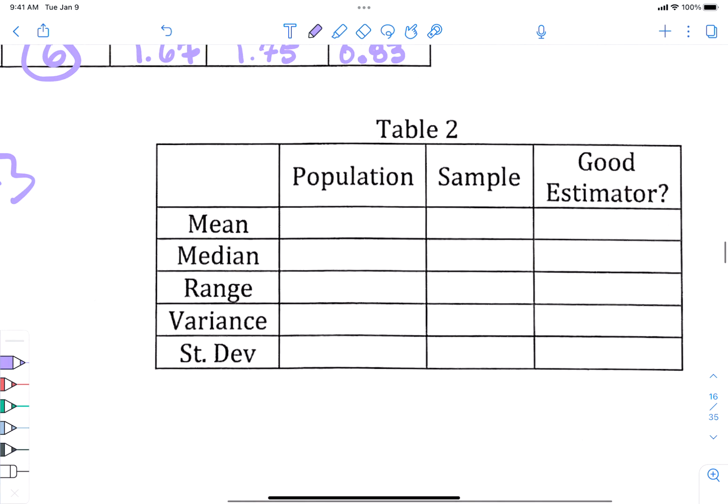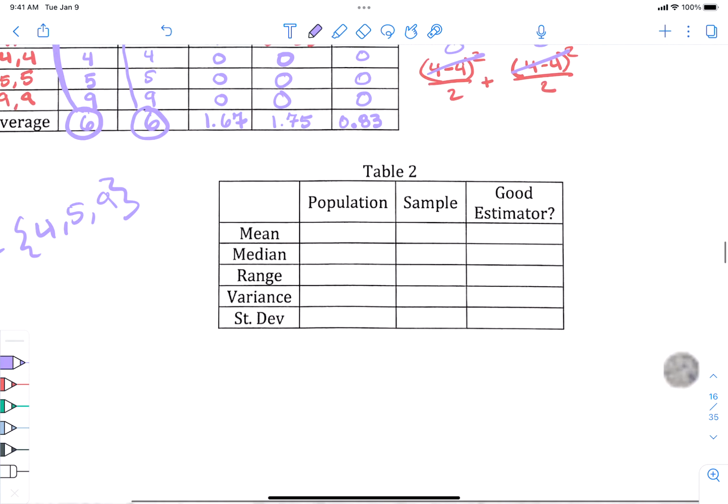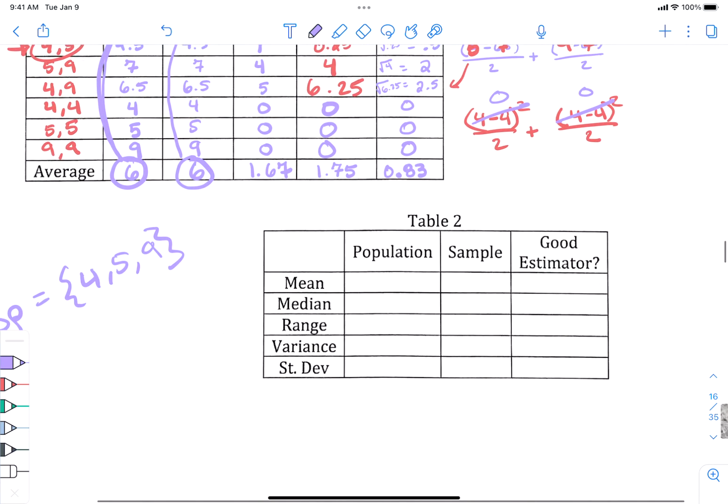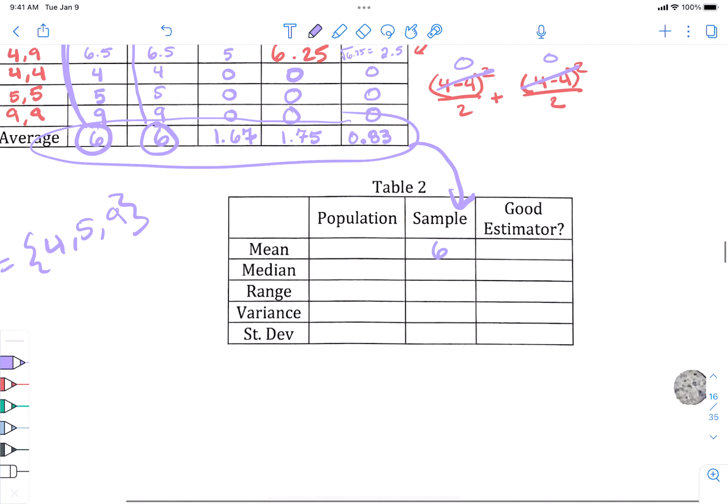All right. So we're going to put all of this information in the sample column. So mean, we got 6. Median, we got 6. Range, we got 1.67. Variance, we got 1.75. And standard deviation, 0.83.